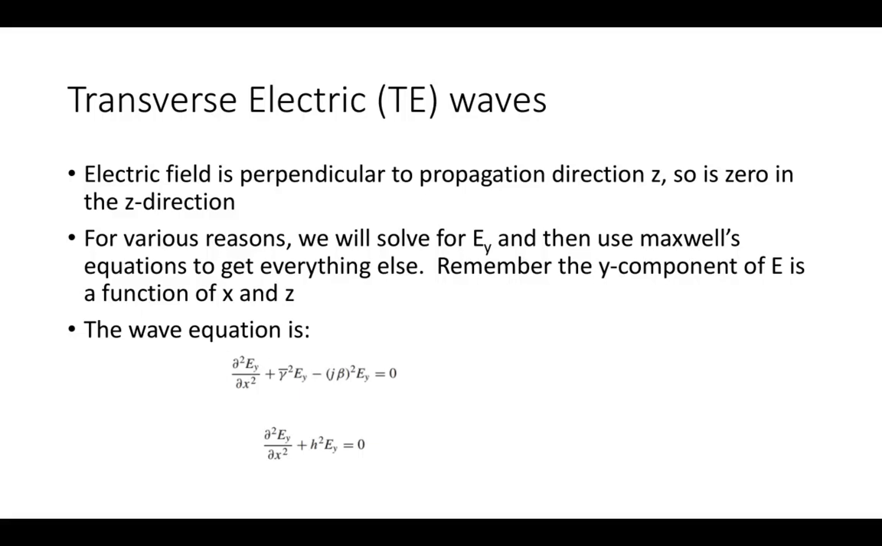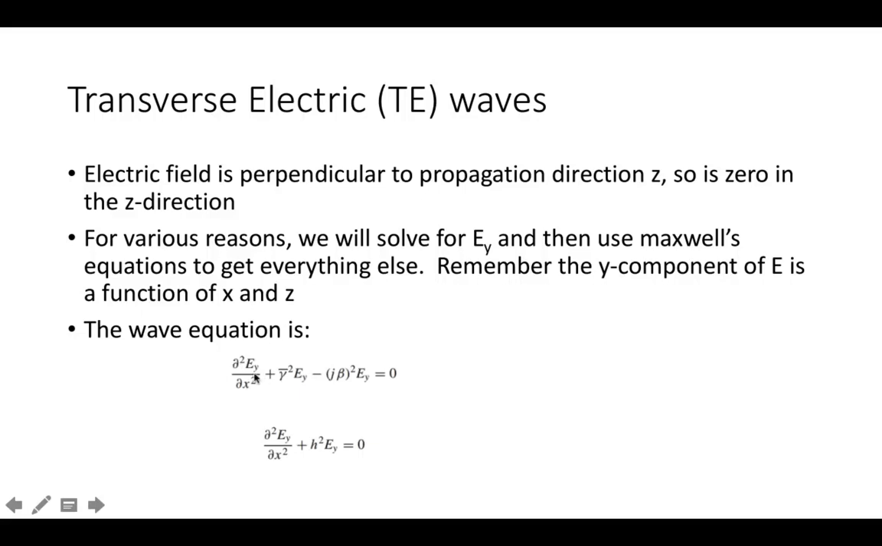So for various reasons, we're going to solve for Ey, because remember, the wave equation is actually 3 wave equations, one for each component direction. So since there's no z component, that goes away. So we would be left with an x component and a y component. So we're going to work with the y component first, remembering that that will be a function of x and z because E is constant in the y direction, the variation of field.